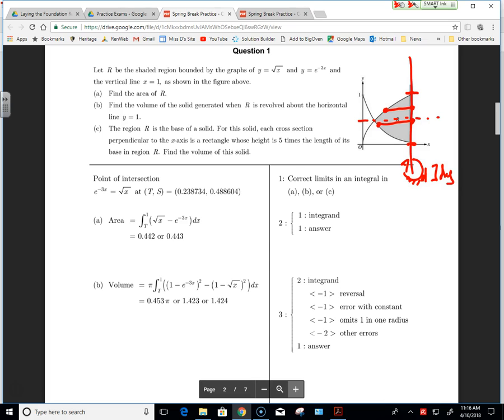It would have been not a washer, it would have been a disk because it's flush. But you would have had to get everything in terms of y and split up the integral. And it wouldn't match the other. They're not the same figure, so it wouldn't be the same volume. That's the sad thing.